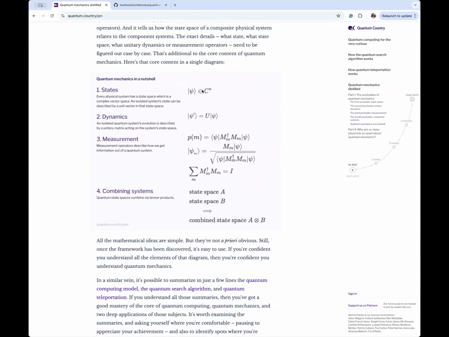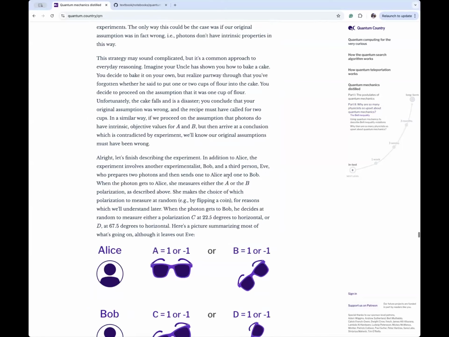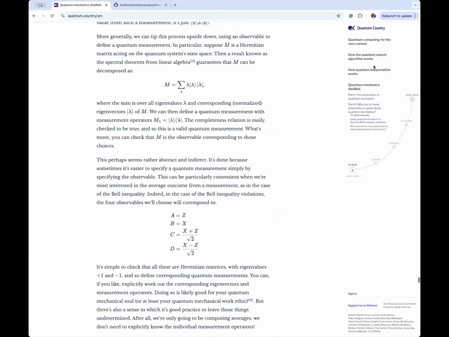So we saw that quantum states are eventually a vector of complex numbers. We've seen the dynamics, so using unitary matrices. We skipped the details of measurements because we mainly care about them from a qubit perspective. We saw how we can combine systems by using the tensor product. So you see, it's actually a good summary of what we did, yet we didn't do the details of the measurement. And this could be very helpful.